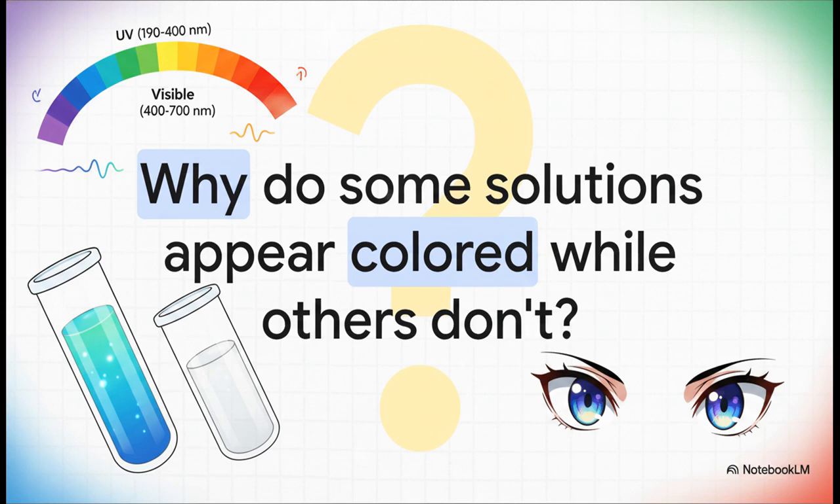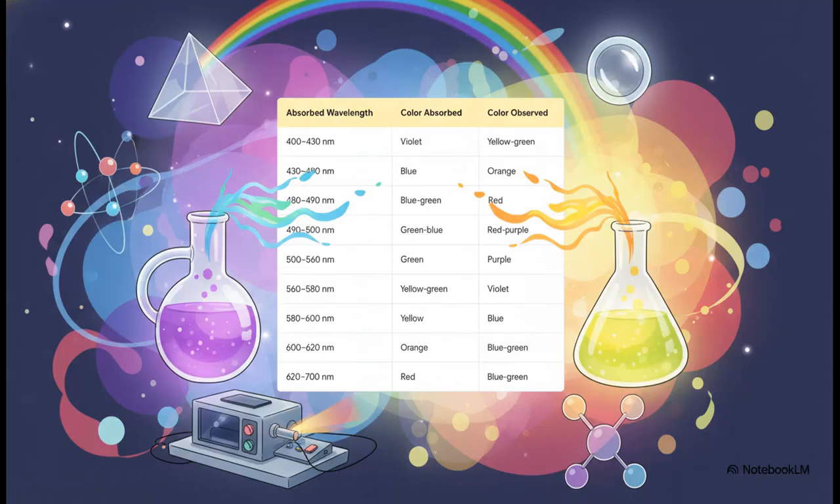Now, ultraviolet light from 190 to 400 nanometers is completely invisible to our eyes. But from 400 to 700 nanometers, that's where the magic happens. That's the visible light spectrum that our eyes actually perceive as color. The core principle here is absolutely crucial. The color you actually observe in a beaker is the exact complement of the wavelength that the substance absorbs. It's not reflecting the color it takes in, it's basically showing you the leftovers.